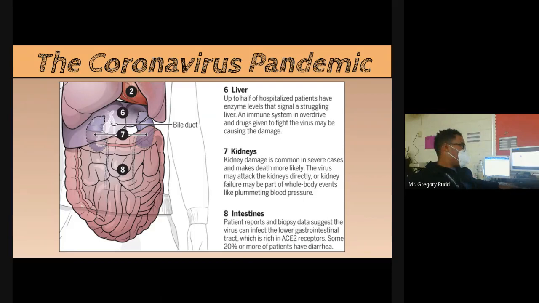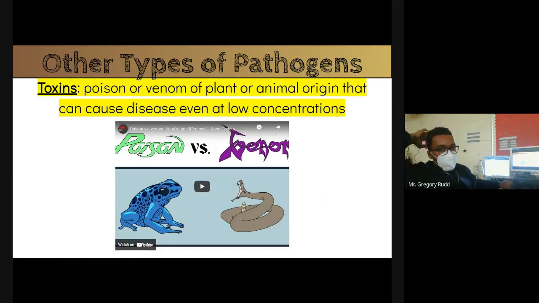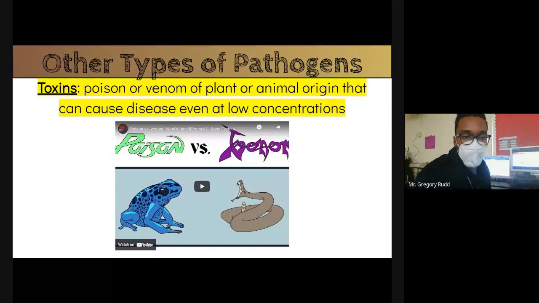All right, so a couple more pathogens. Toxins. I'm going to play the video while you guys wait, so that way we don't run out of time. But a toxin is a poison or a venom. And apparently there's a difference between the two. Who knew?